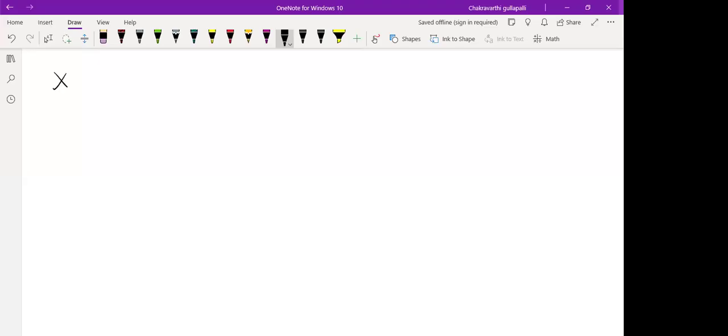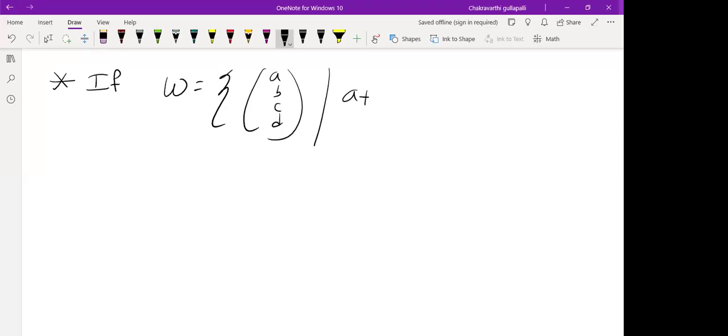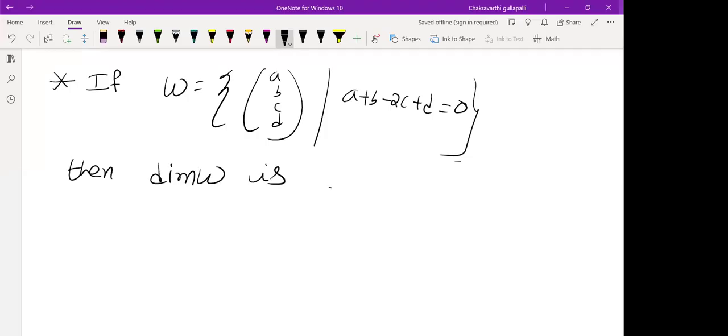We have seen matrices. Now, if W is equal to the set of all a, b, c, d such that a plus b minus 2c plus d is 0, then the dimension of W is 3, madam. 3. Why 3? One condition is given to you.